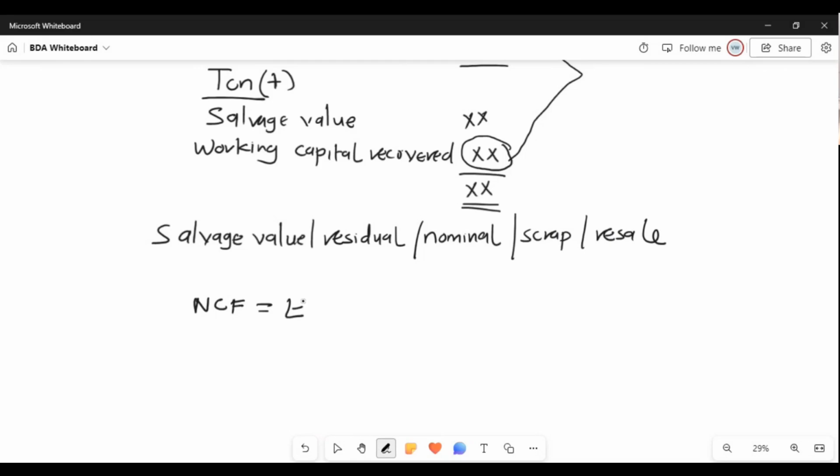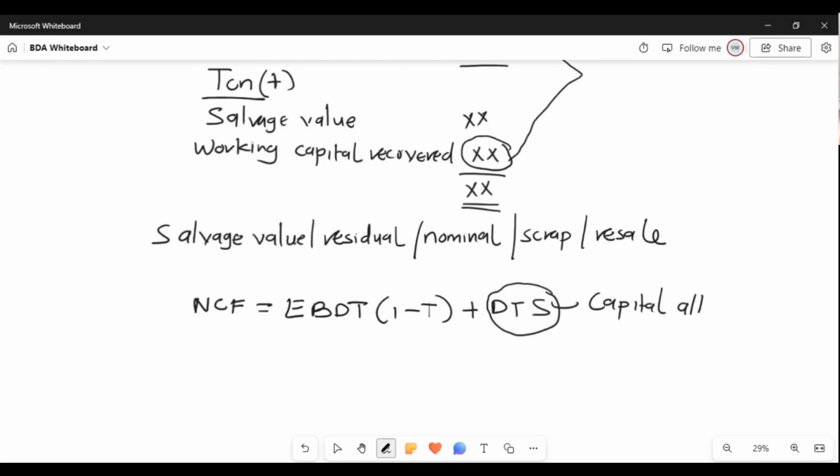If you're not given this net cash flow, then it will be given by the earnings before depreciation and tax, 1 minus tax, plus depreciation tax shield benefit. The earnings before depreciation and tax, 1 minus tax plus the depreciation tax shield. So this depreciation tax shield is actually a form of capital allowance. And this net cash flow is per annum.